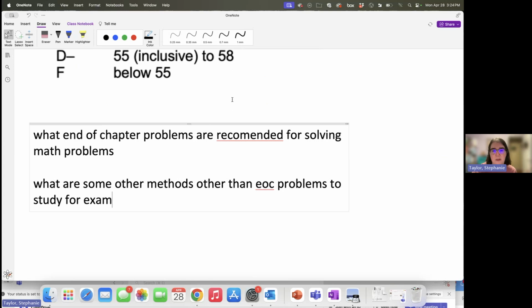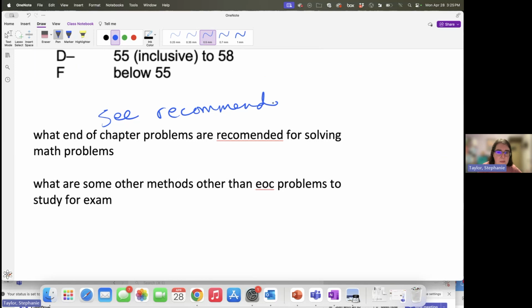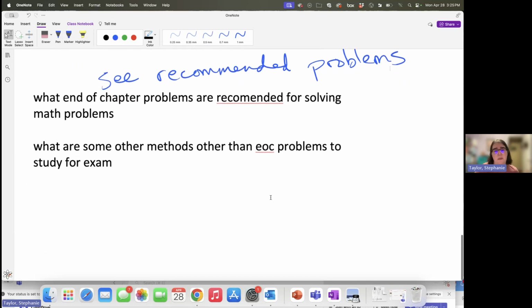End of chapter problems are recommended. I don't have a separate list for concepts versus calculations on here, so I'm just going to say, just see the recommended problems. I realize that you probably want a more specific list of which ones would be better than others. I honestly don't have that ready to go. You guys can read through the recommended problems and see if there's some that seem to be more calculation focused than others in there.